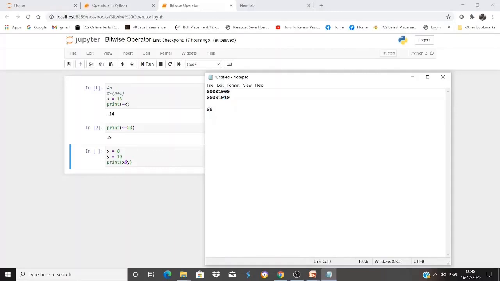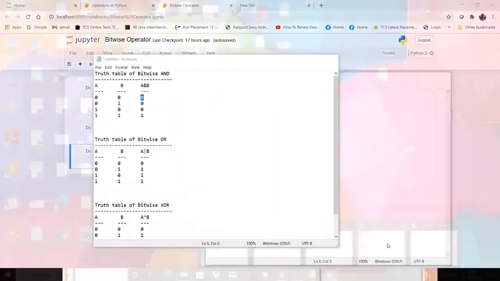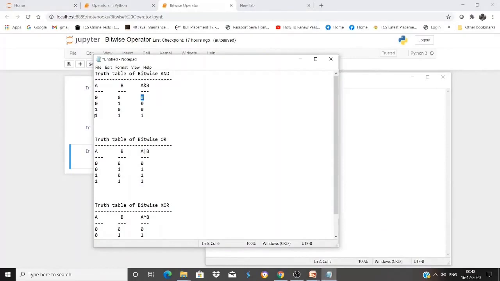So we again write 0 here. Then we go to the third bit, and for here also we have two zeros. So we'll again have 0 as output according to the truth table. Now we have both 1. So in the truth table, what did we say? If both the bits are 1, then only the output bit will be 1.